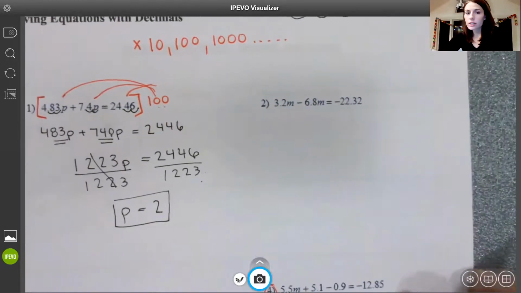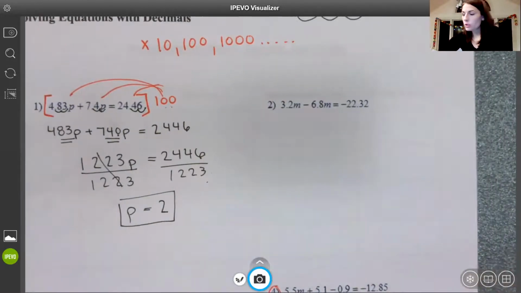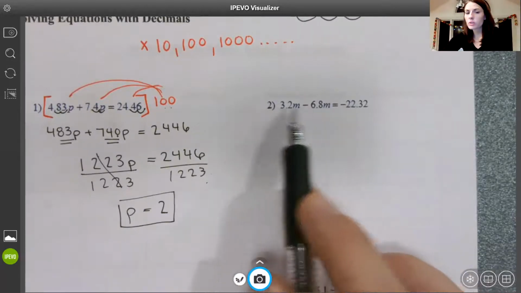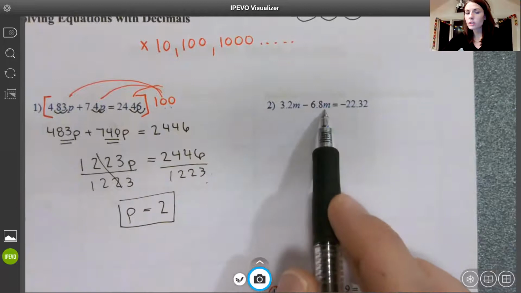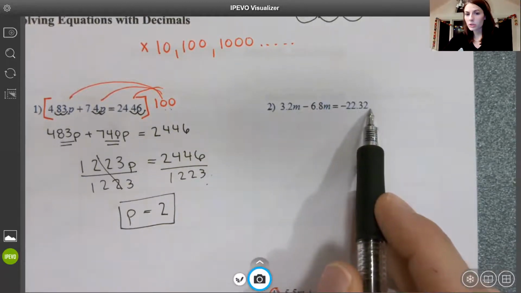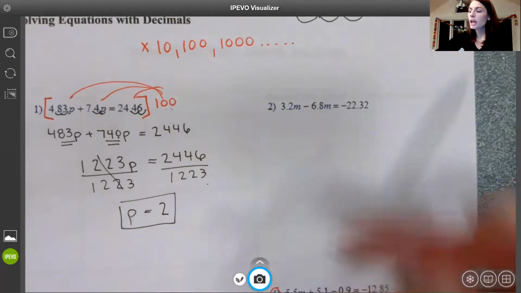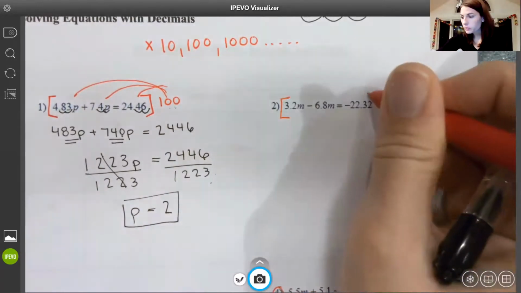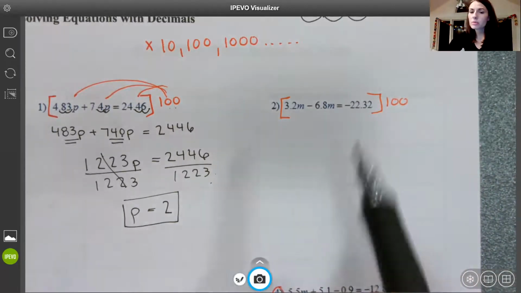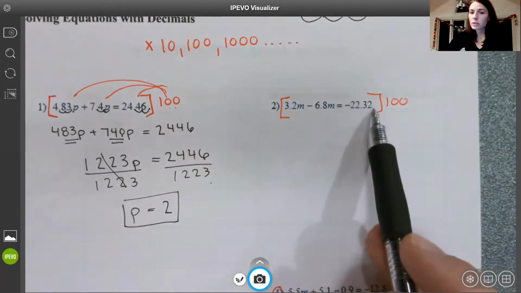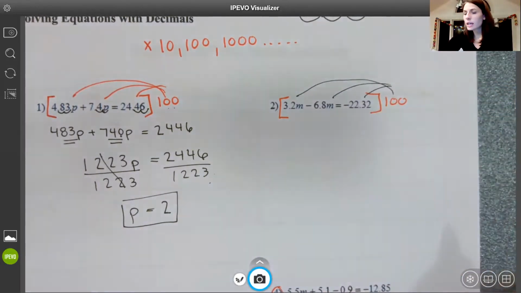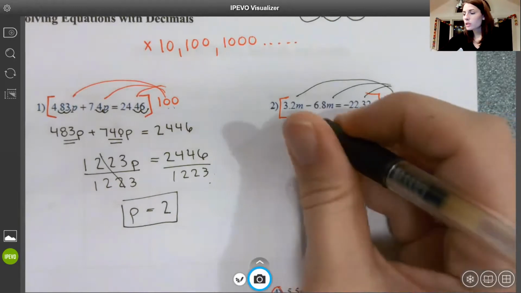Let's look at another example together. So on to number 2. Again, here I would only need to move my decimal place over 1 spot to clear the decimals, but here I would need to move my decimal place over 2. So we're going to multiply everything by 100 so that my decimals get cleared everywhere, including this place here. Okay, so everything needs to get multiplied by the same value.